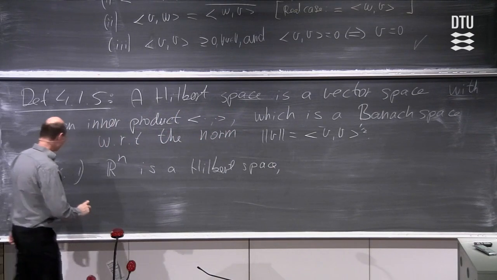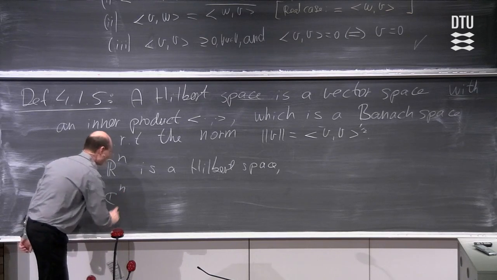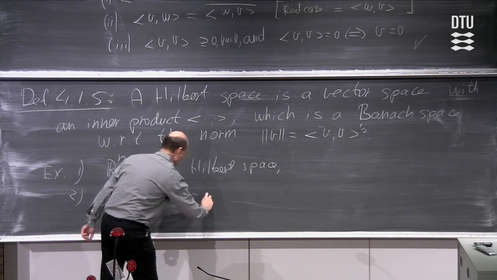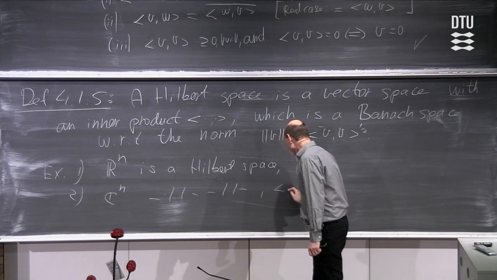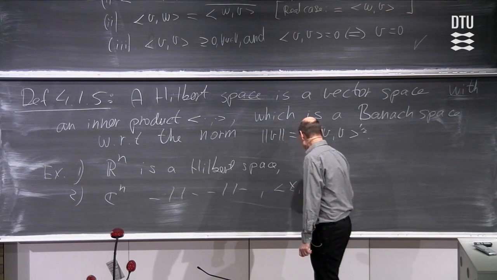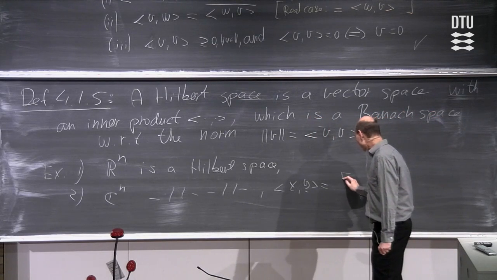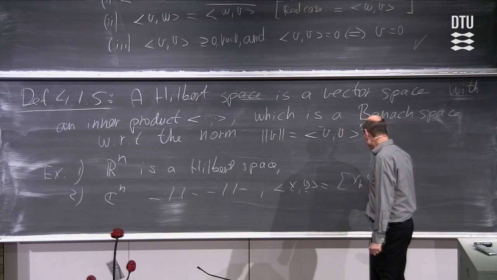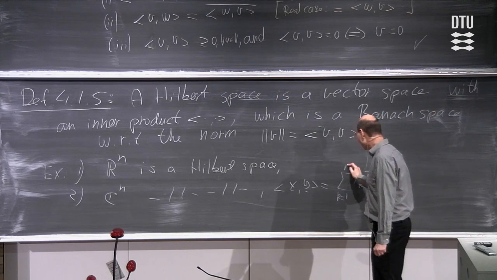And then you can almost guess what I take as example number 2. I take C^n. So this is again a Hilbert space. And let's just stress the fact again that the inner product is the one I spoke about in the first lecture. Namely, we have to take the sum of x_k times y_k complex conjugated, and then the sum from k equals 1 to n.